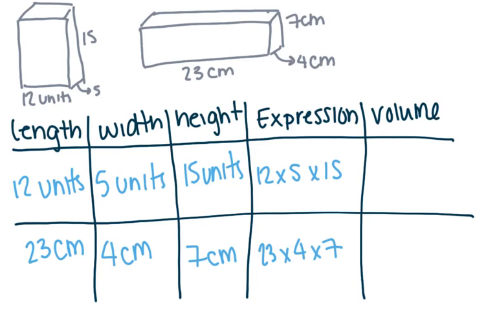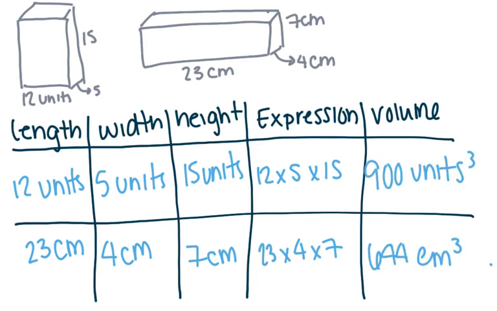And now our last step is to find the volume of both of these rectangular prisms. So our volume for our first rectangular prism is 900 units cubed, and our volume for our second rectangular prism is 644 centimeters cubed.